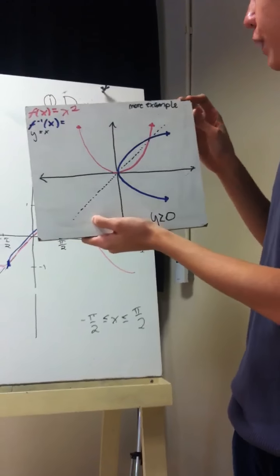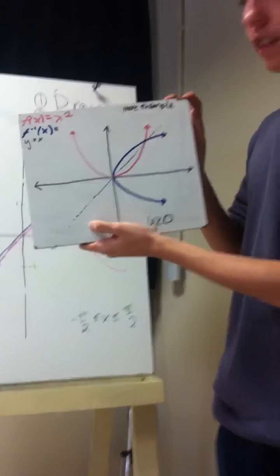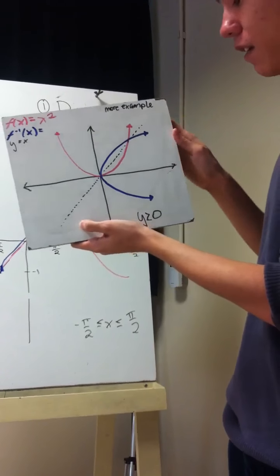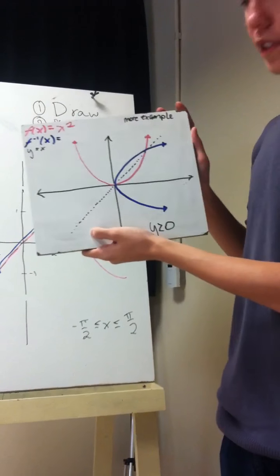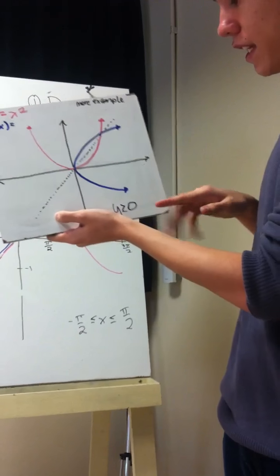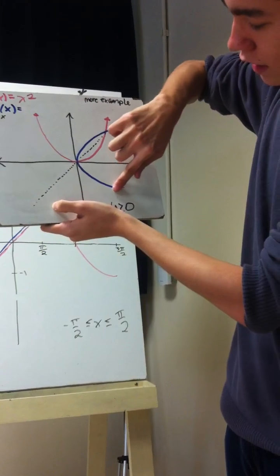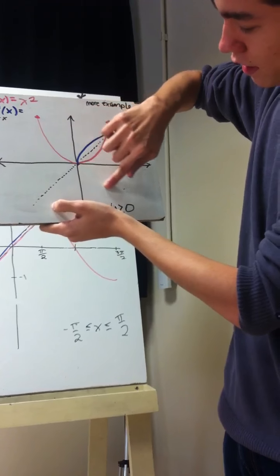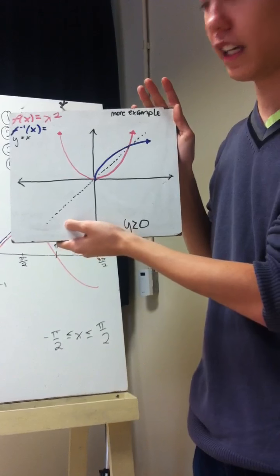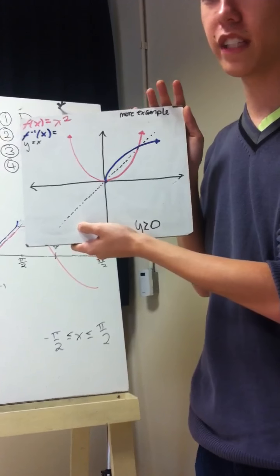But then we have to restrict the domain because of the vertical line test, since it doesn't pass it right now. And the problem will most likely give you where to restrict it. In this case, we picked y is greater than 0, and so we just erase this, and we have a defined inverse function of f of x equals x squared.